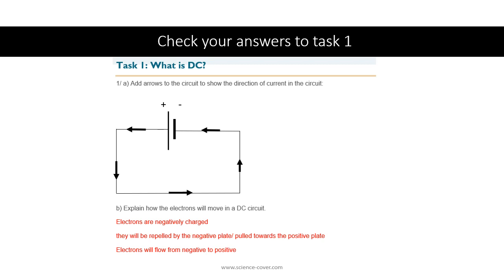Part B asks us to explain how the electrons will move in a DC circuit. So here we can explain that electrons are negatively charged, and they will therefore be repelled by the negative plate and pulled towards the positive plate. This means that electrons will actually flow from negative to positive.